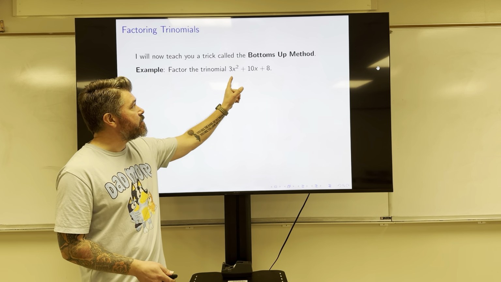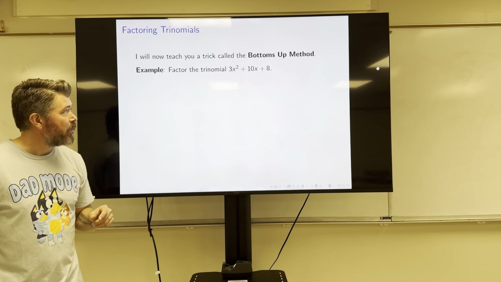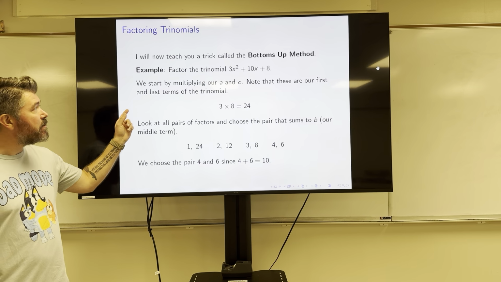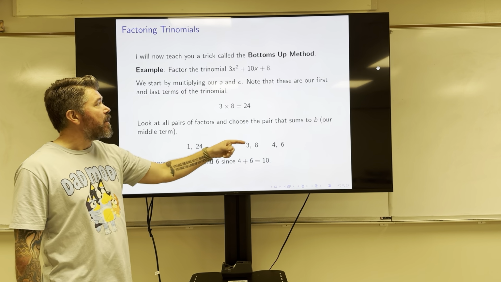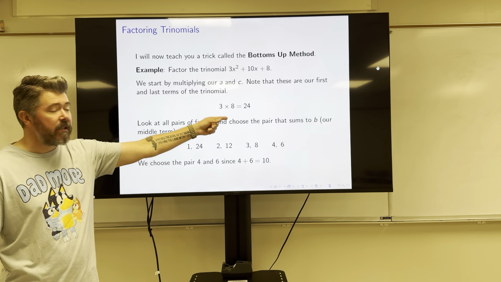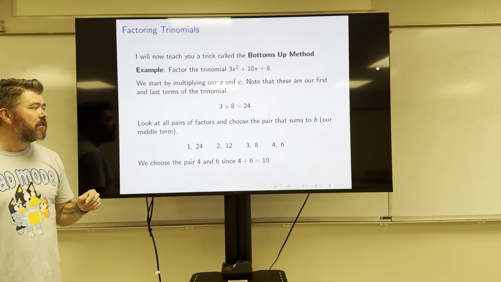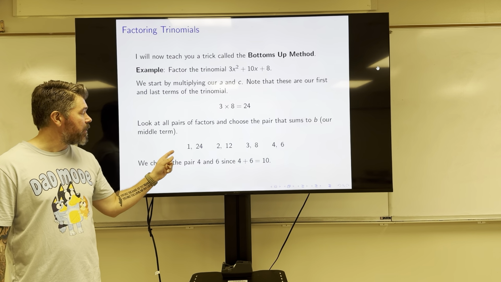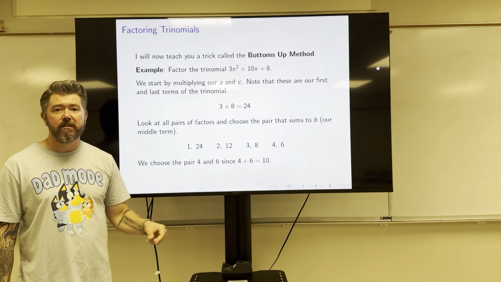Okay, so let's look at this trinomial. 3x squared plus 10x plus 8. What we're going to do is we're going to still start by multiplying our A and C, our first and last. Okay, so when we do this, we notice first times last, 3 times 8 is 24. If we look at all of the pairs of 24 here that give us 24 to multiply: 1 and 24, 2 and 12, 3 and 8, 4 and 6.